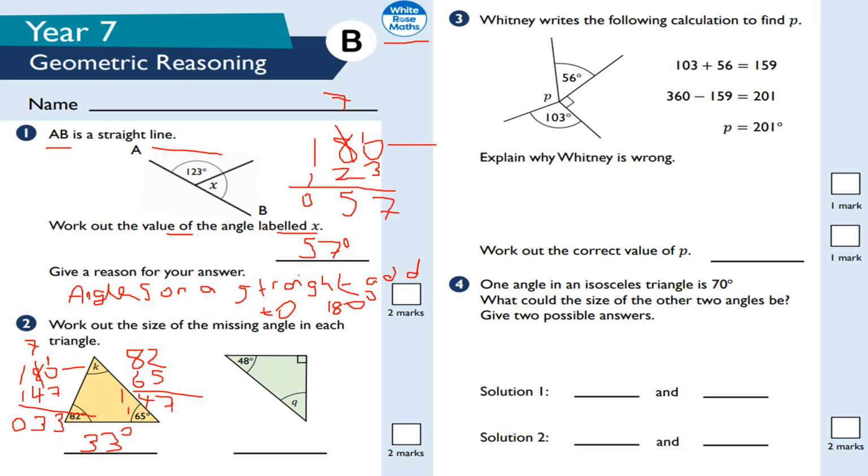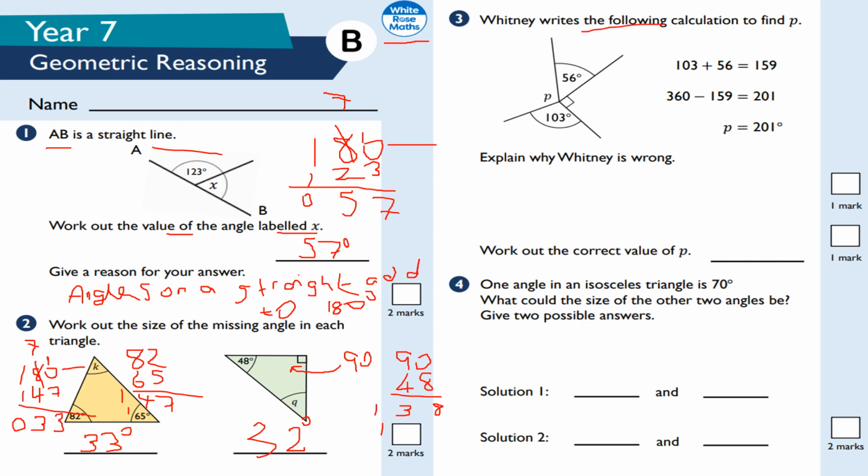Okay, for the second part, angles in a triangle add up to 180. Remember, that's what I call a right angle, so that's 90 degrees. So 90 plus 48 is 138. 138 plus 32 is equal to 180. Okay, so Q is equal to 32 degrees.